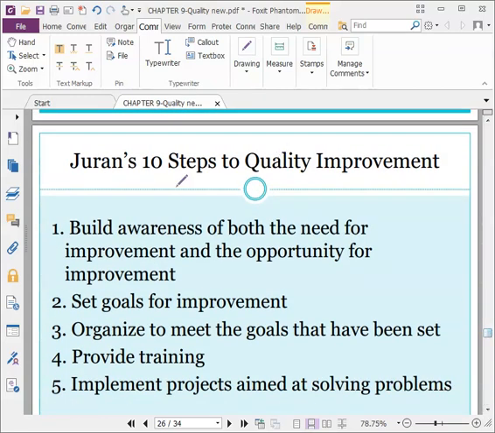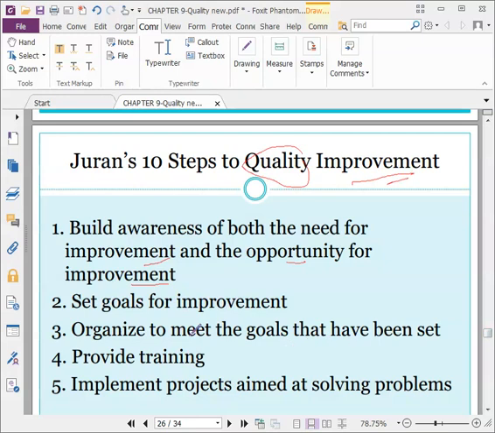Okay. So kita tengok pula Juran 10 steps to quality improvement. Apa pula Juran ni cakap? Okay. The first one, build awareness of both the need for improvement and the opportunity for improvement. Okay. So kalau you tengok, okay, Deming dan Juran, lebih quality disebut pasal apa? Mesti pasal improvement. Okay. So perubahan is very important. Kalau kita tak berubah, kita tak akan kekal dekat sesuatu business. Okay. Set goal for improvement.